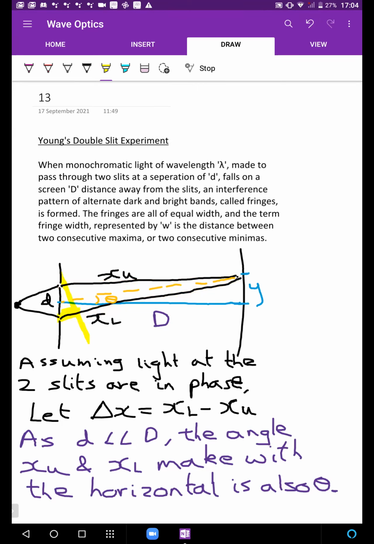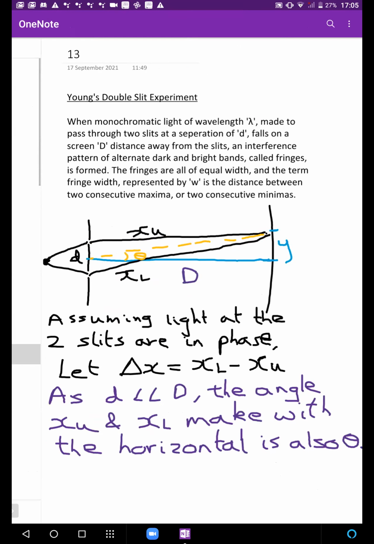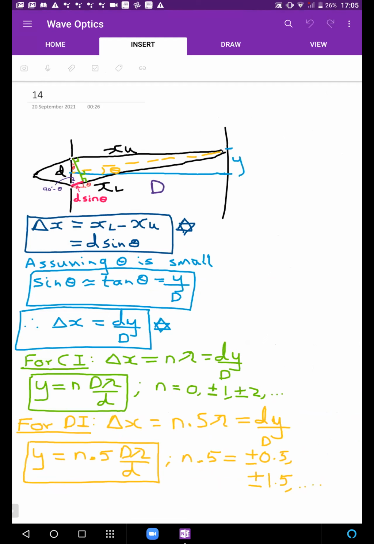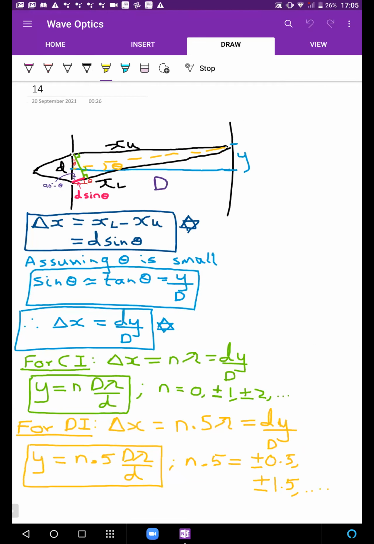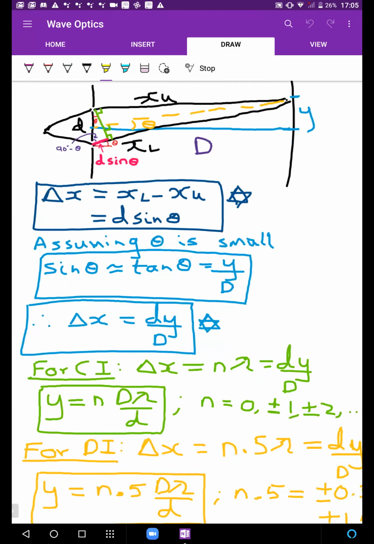Because what we'll actually try to derive is this length, how much the lower ray is traveling in comparison to the upper. And that length by geometry comes out to be d sine theta. You know how it works. That comes out to be d sine theta. So d sine theta is the amount the lower ray is traveling in comparison to the upper ray.